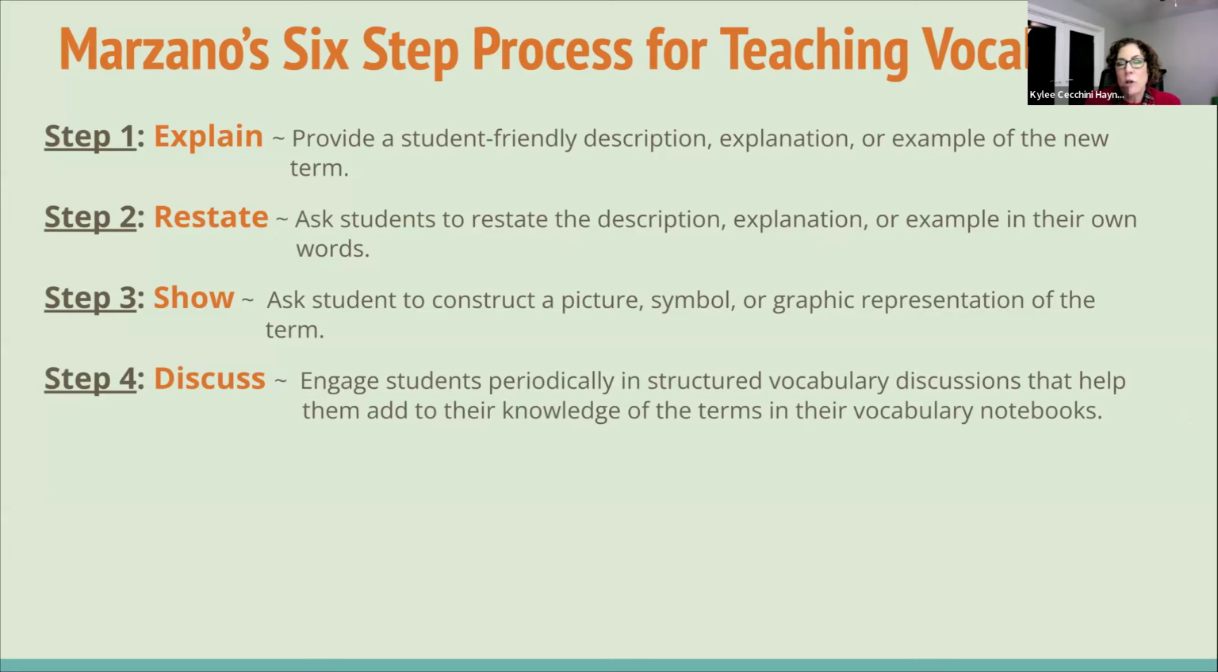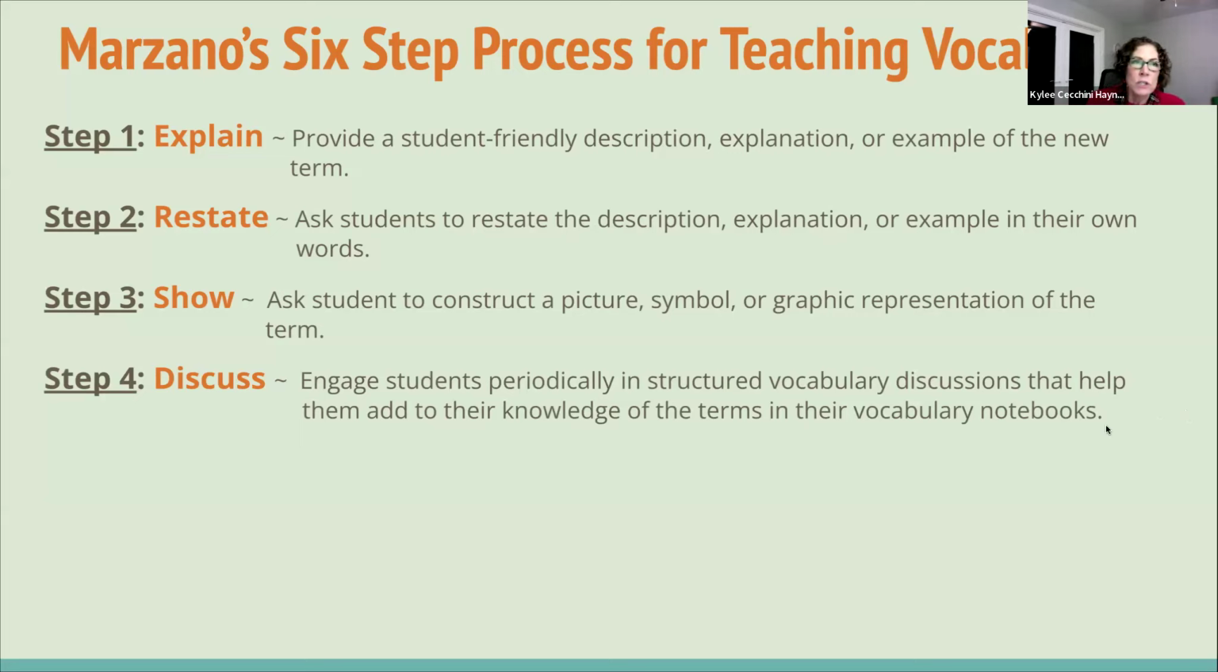Okay. So step 4, Marzano says, is discuss the word, engage students in structured vocabulary discussions that help add to their knowledge of the terms, and maybe keeping a vocabulary notebook. So you're bringing back that word, you're talking about it in different contexts, okay? So they get a fuller concept, a fuller idea of the word, and they see it used in different ways.